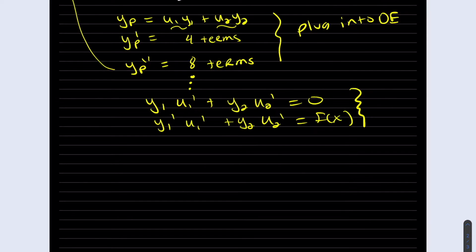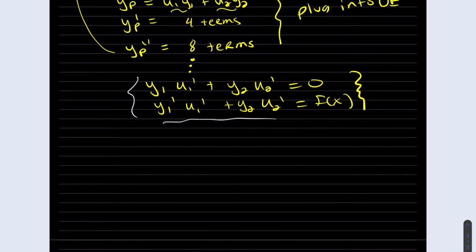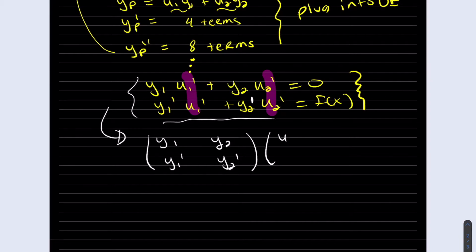I don't know if you recognize this, but we can rewrite this as two equations, two unknowns. These are our unknowns, u1 prime and u2 prime, just like in the previous one when we did it for the first order. So we will have a matrix here, and sorry, that's a prime there. And we have our B.